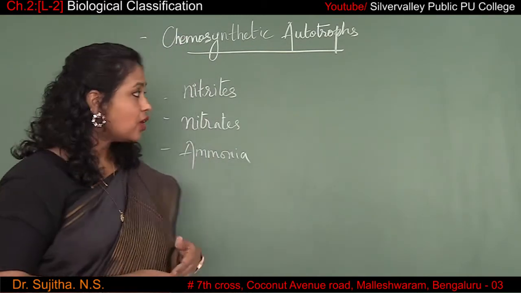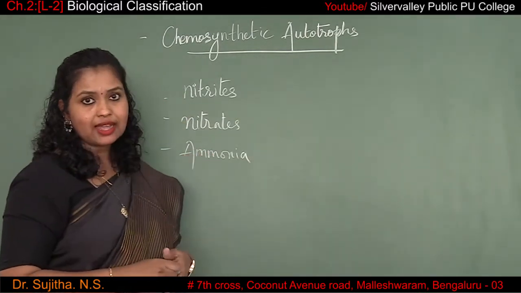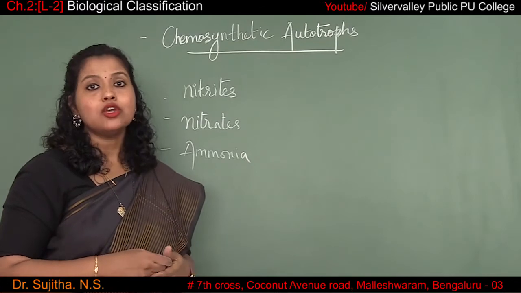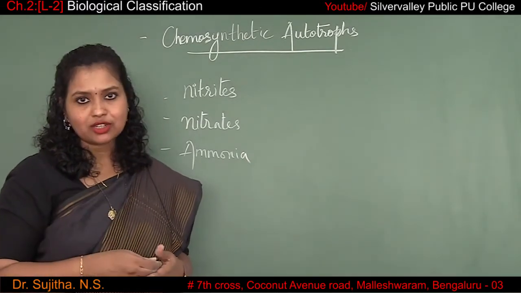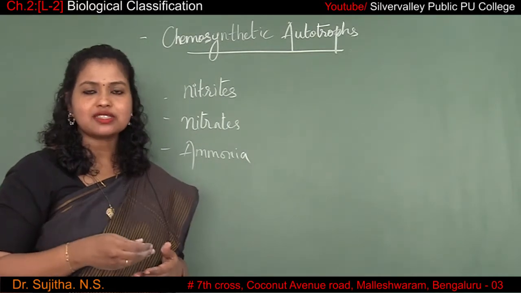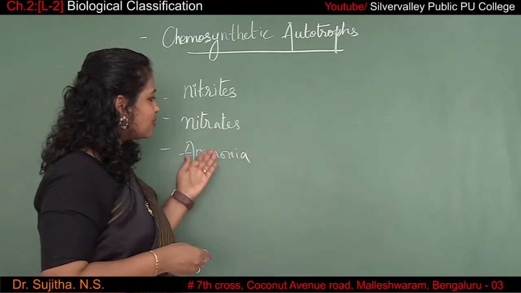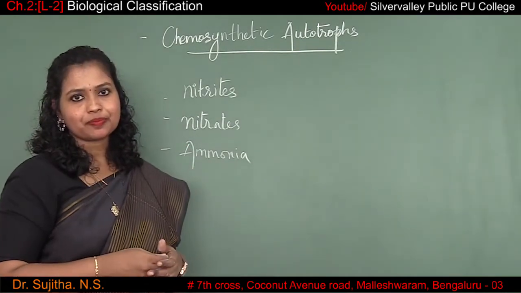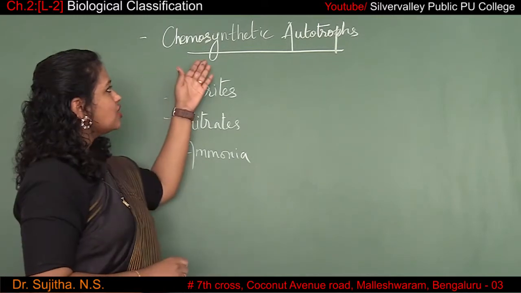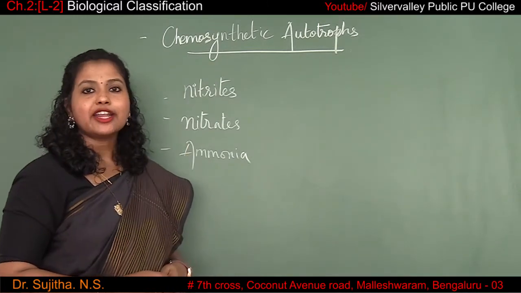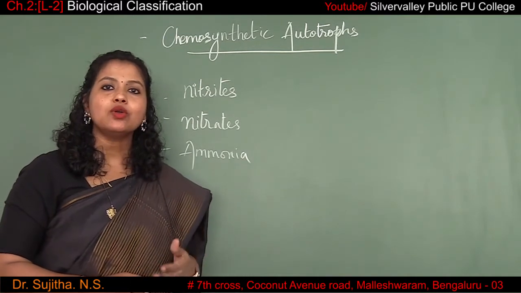And when they are using all these nitrates, nitrogen and ammonia, it is also helping to recycle these molecules in an environment. So nitrogen, phosphorus, all these are recycled in an environment with the help of these bacteria. And the examples for the chemosynthetic autotrophs are nitrogen bacteria, sulfur bacteria and methanobacteria.